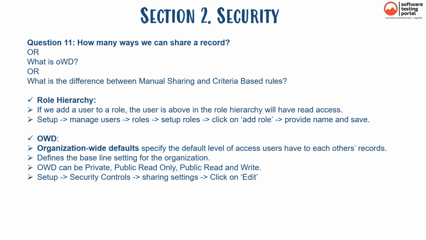Organization-wide defaults specify the default level of access users have to each other's records. It defines the baseline setting for the organization. OWD can be private, public read-only, or public read and write.